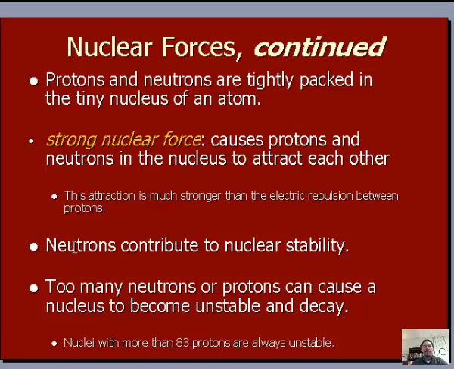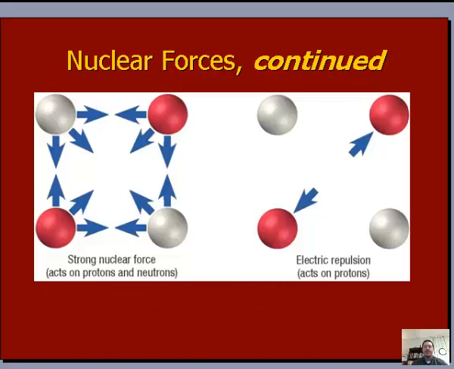However, when we have too many neutrons or protons, this can cause the nucleus to become unstable and decay. Typically, those nuclei that have more than 83 protons are going to be unstable. This is a visual to show, yes, we're all attracted to each other because of this nuclear force, but then we've got electronic repulsion between the protons. So this nuclear force is going to be stronger than this repulsion.